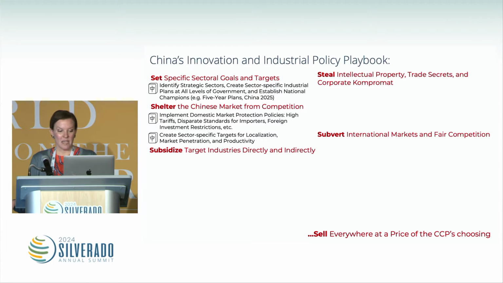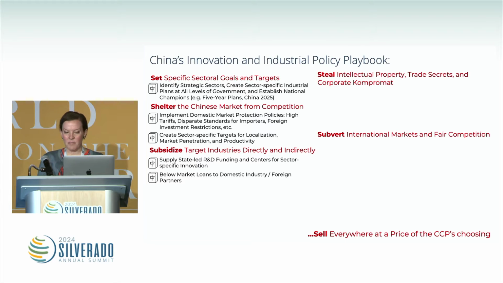They implement domestic market protection policies, including high tariffs and unequal standards for importers, limit foreign investment, and so on and so on. Sheltering nascent industries also occurs through targets set for localization, market penetration of Chinese firms, and productivity.